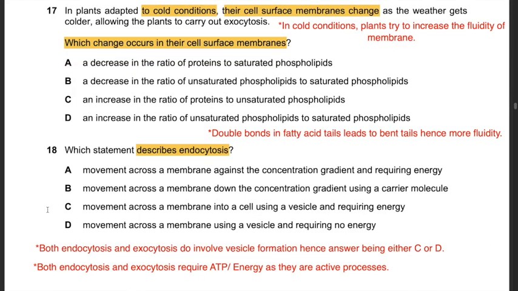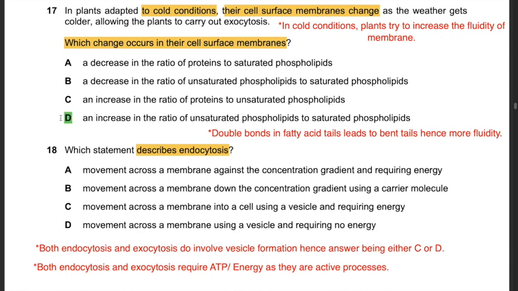Question 17. In plants adapted to cold conditions, their cell surface membranes change as the weather gets colder, allowing the plants to carry out exocytosis. Which change occurs in their cell surface membranes? In cold conditions, the plants try to increase the fluidity of the membrane. Hence, the answer should consist of the mention of unsaturated phospholipids. As unsaturated phospholipids have double bonds in their fatty acid tails, and double bonds in fatty acid tails lead to bent tails, causing more fluidity. Therefore, the answer is D, an increase in the ratio of unsaturated phospholipids to saturated phospholipids.